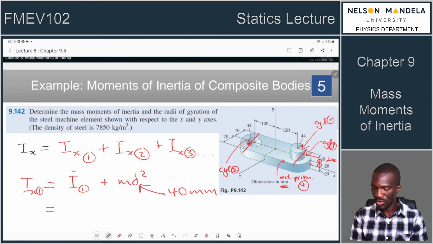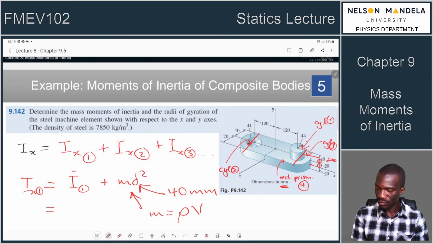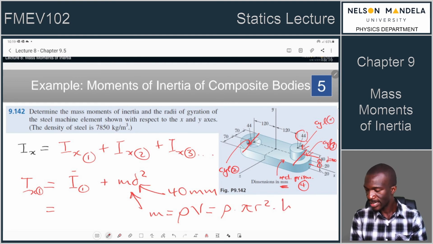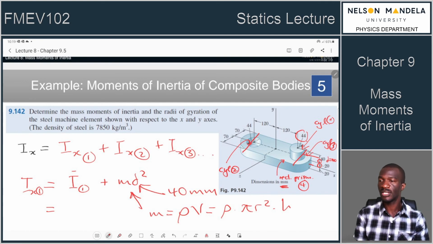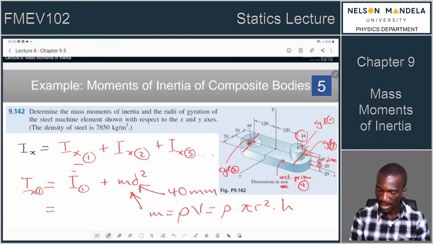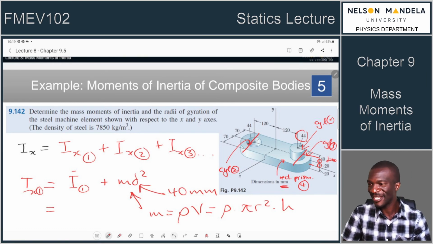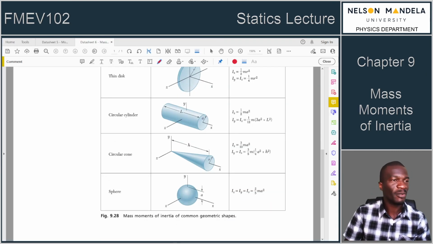The mass, we know, is simply equal to the density times the volume. We've been given the density, so we will use that. The volume is what? It is pi r squared times the thickness or the height. The r is given as 44, times the height, which is 40. So you've got all the dimensions. How about the centroidal moment? There you can now go to your tables and make use of that. So let's jump onto these tables.